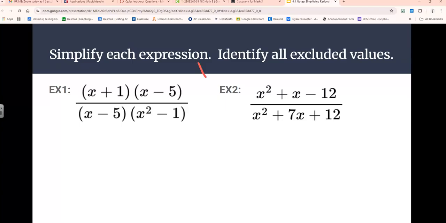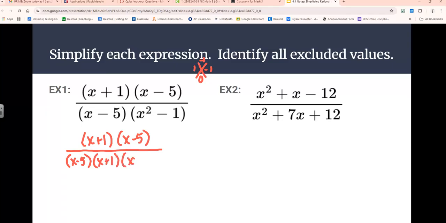So if I do X method on that, my last number is -1. What's my middle number? There is no middle number, so what is it? 0. What numbers could I multiply to get -1, but add or subtract to get 0? 1 and -1. So I could actually factor this a little bit further, and make it x minus 5 times x plus 1 times x minus 1.